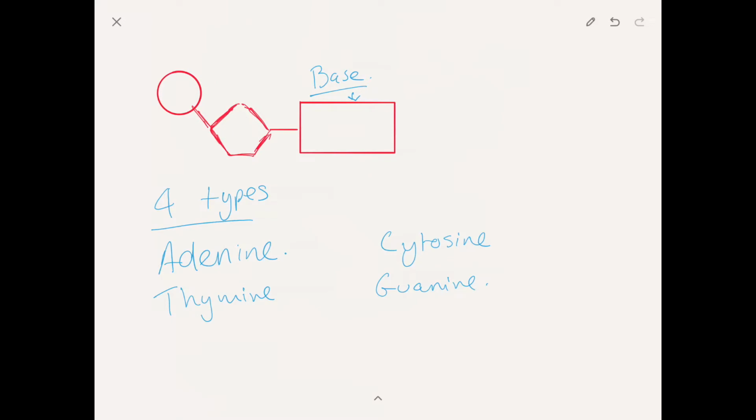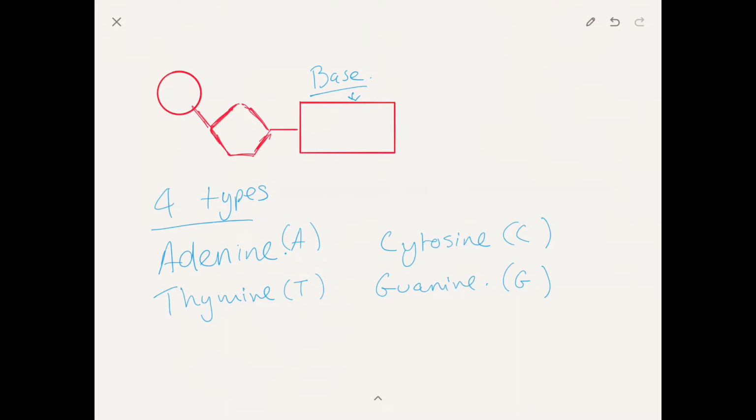In our DNA molecule you can have any one of these 4 in this particular bit here, so it can be A, T, G, or C, and that's exactly how we refer to them. Rather than using the whole name, we can just shorten them down to their first letters, so A, T, C, or G.